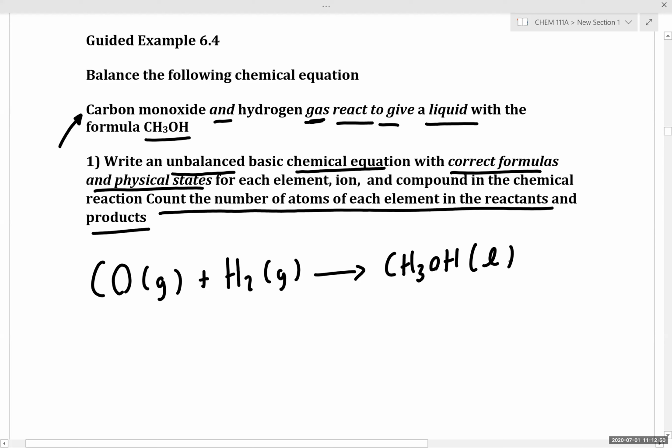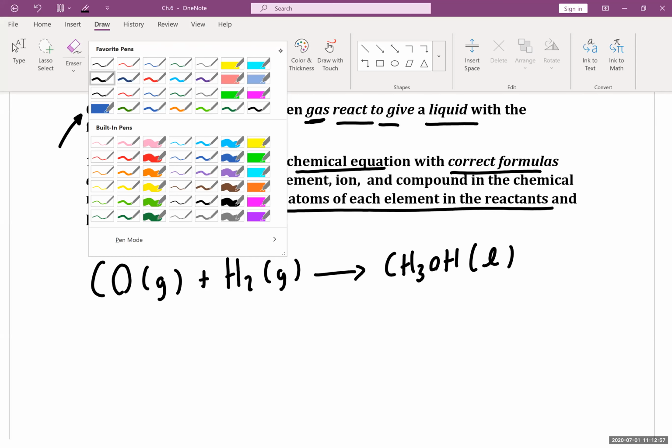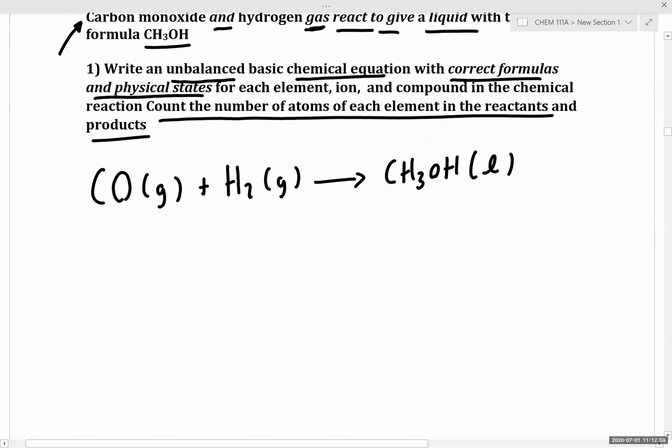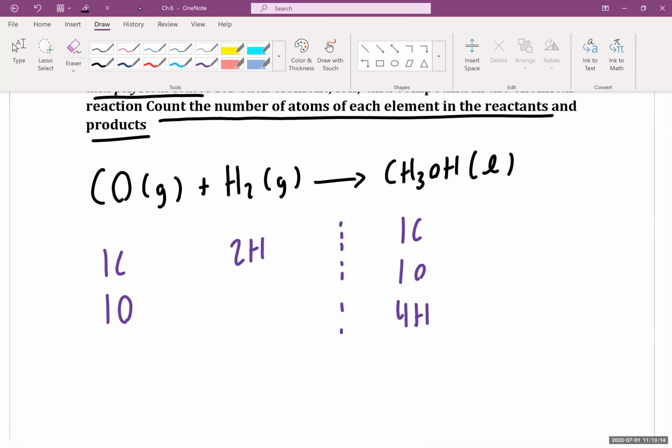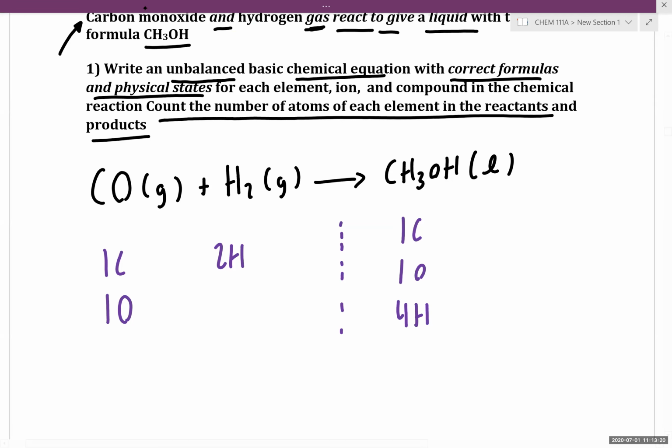Okay, so now that I have this all established, what we're going to do next is count the atoms of each element. So I have one carbon, one oxygen, and two hydrogens on the left. I have one carbon, one oxygen, and four hydrogens on the right. Let me move this 2 over just a little bit so that we have space for the next part.